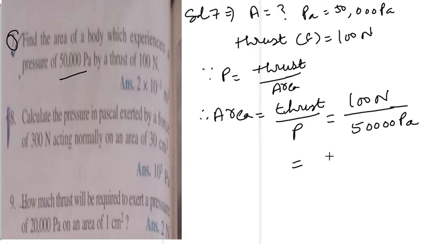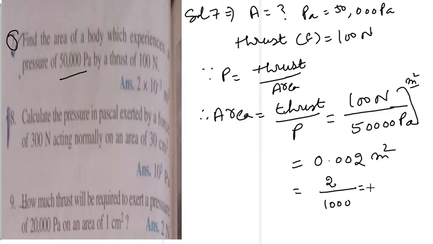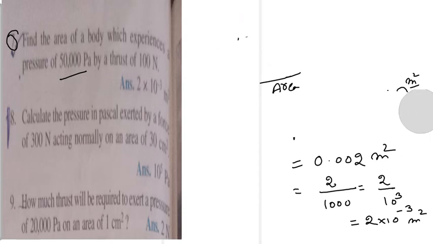So students, when we are going to solve this 100 upon 50,000, we will get 0.002. So this Newton upon Pascal, area is in meter, so this would become meter square. This would be equal to 2 upon 1000, or we can write it as 2 upon 10 raised to power 3, or it would become 2 into 10 raised to power minus 3 meter square. Right, students? So let us move on to the next question by rubbing this. That is question number 8.